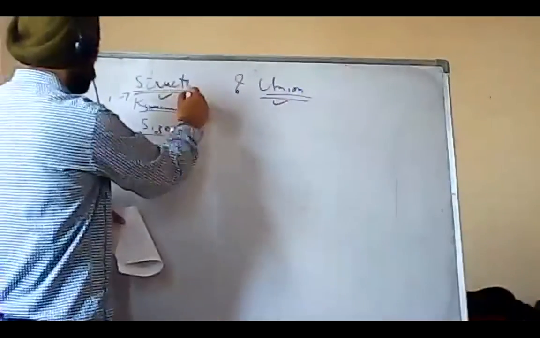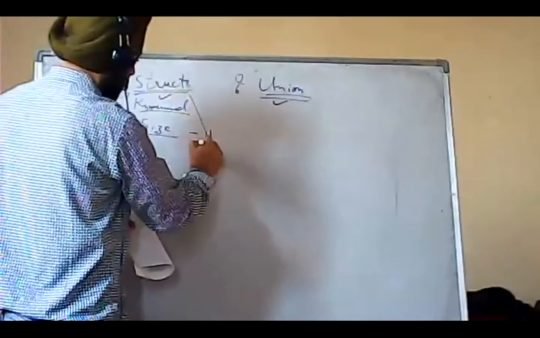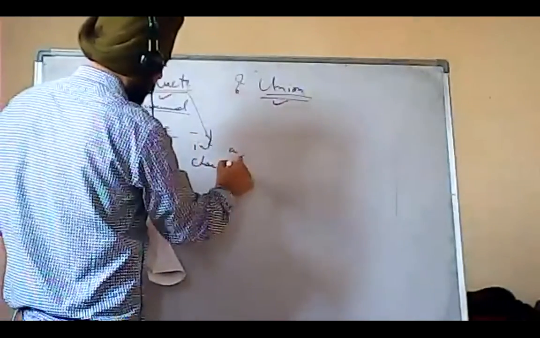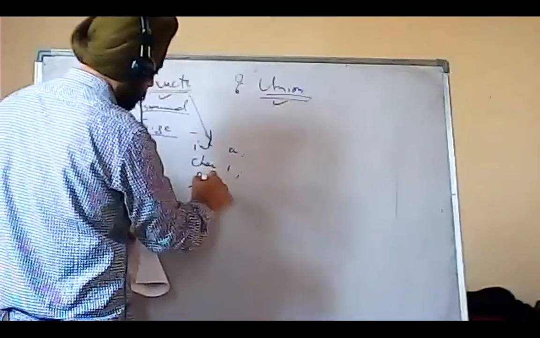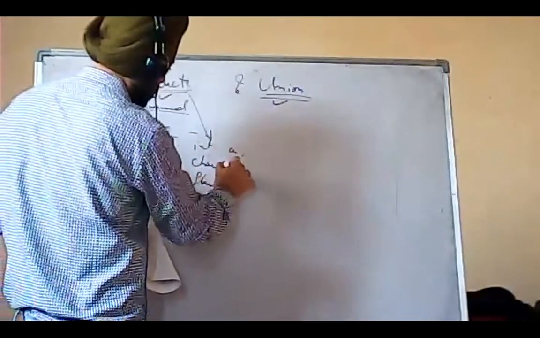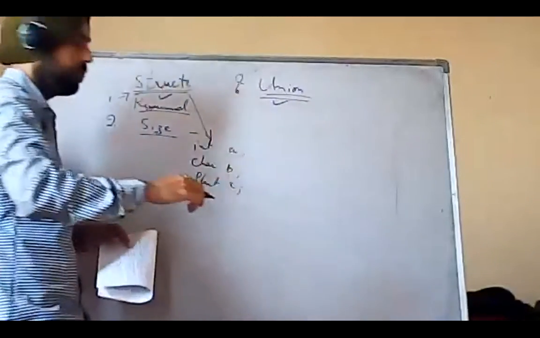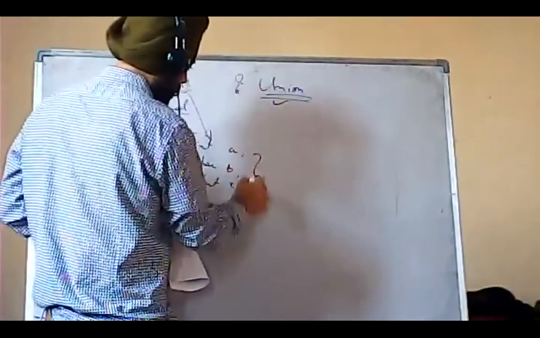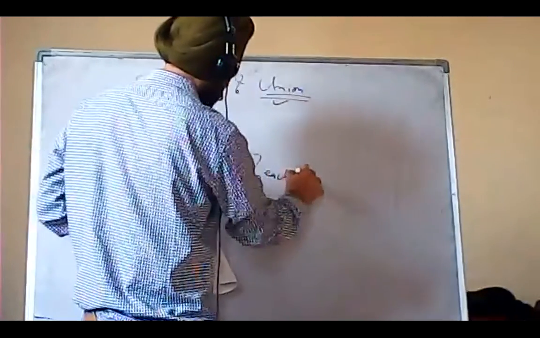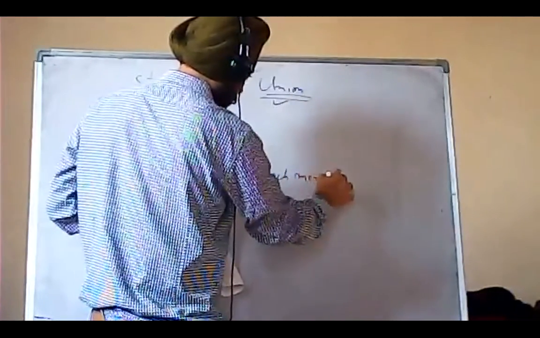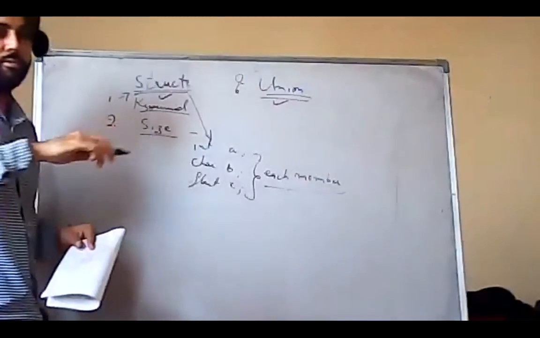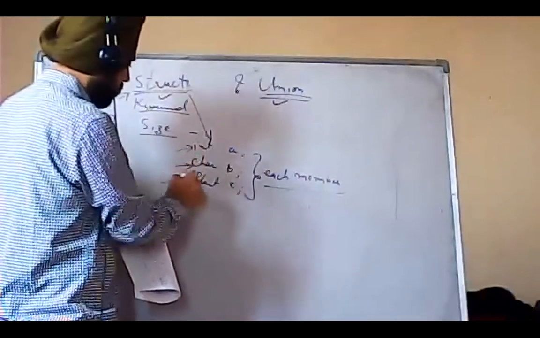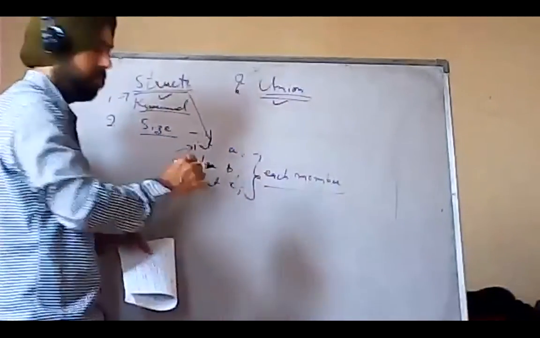Suppose in the case of structure, we declare an int type variable, a character type variable, and a float type variable. So in the case of structure, the memory allocation is for each member, not specifically for integer, or for character, or for float.